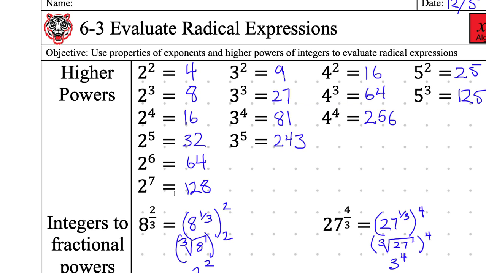Give me a fist of 5 for the objective. My final fist of 5 for the day. Use properties of exponents and higher powers of integers to evaluate radical expressions. Give me a fist of 5 on all of this stuff. I'm seeing a 3. What is that, India? I'll give you 4.5. Is that a 3.5? I'll give 4, you 3.5. Solid 2. 2.5, 3.5. 2.5, 4. Nice. 3, 4.5. 3.5. Is that 4? That's 2. Okay, 4. And is it 2.5?